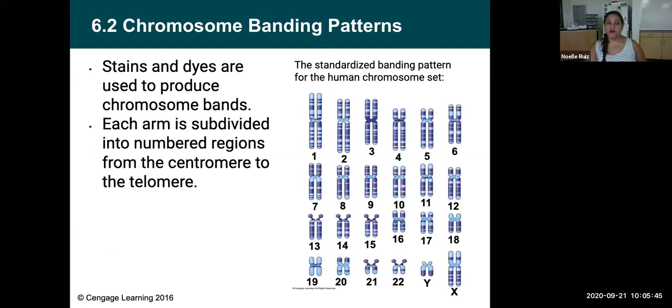Stains and dyes are used to produce chromosome bands. Each arm is subdivided into numbered regions from the centromere to the telomere, and that is the standardized banding pattern for the human chromosome set. Those are obviously drawings. Our real chromosomes don't look like that. But each one has a unique banding pattern. It's like a fingerprint. All of your chromosomes hold different genes and different patterns.